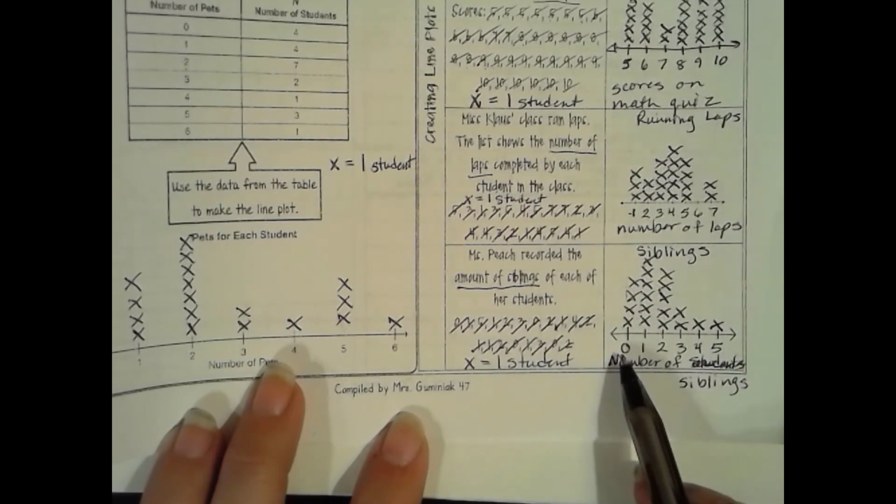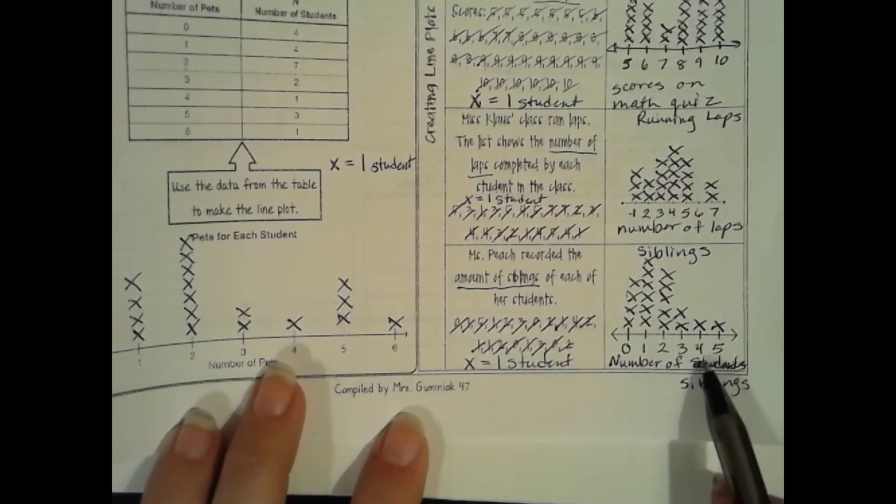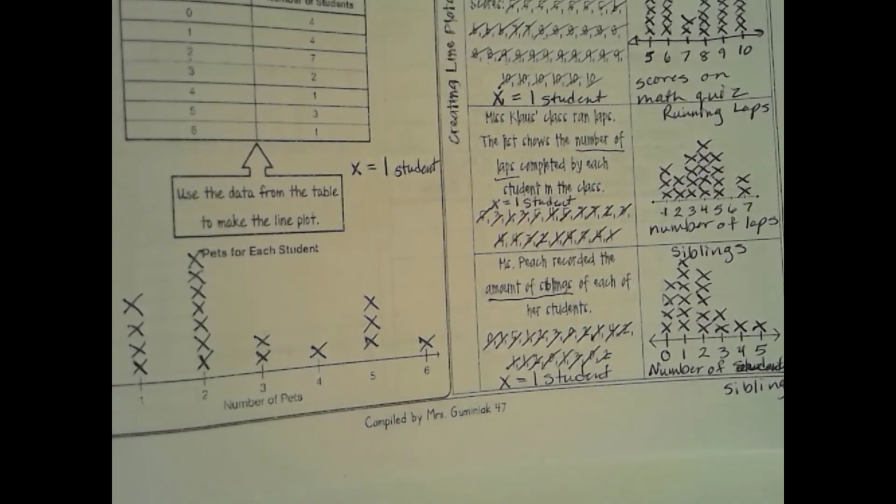So it looks like we have 4, 6, 5, 2, 1, 1. So this is just the making of line plots, because once you make it, then you can use it to answer questions. But first we have to be able to make it. So let's go ahead and practice more with our 3-column notes.